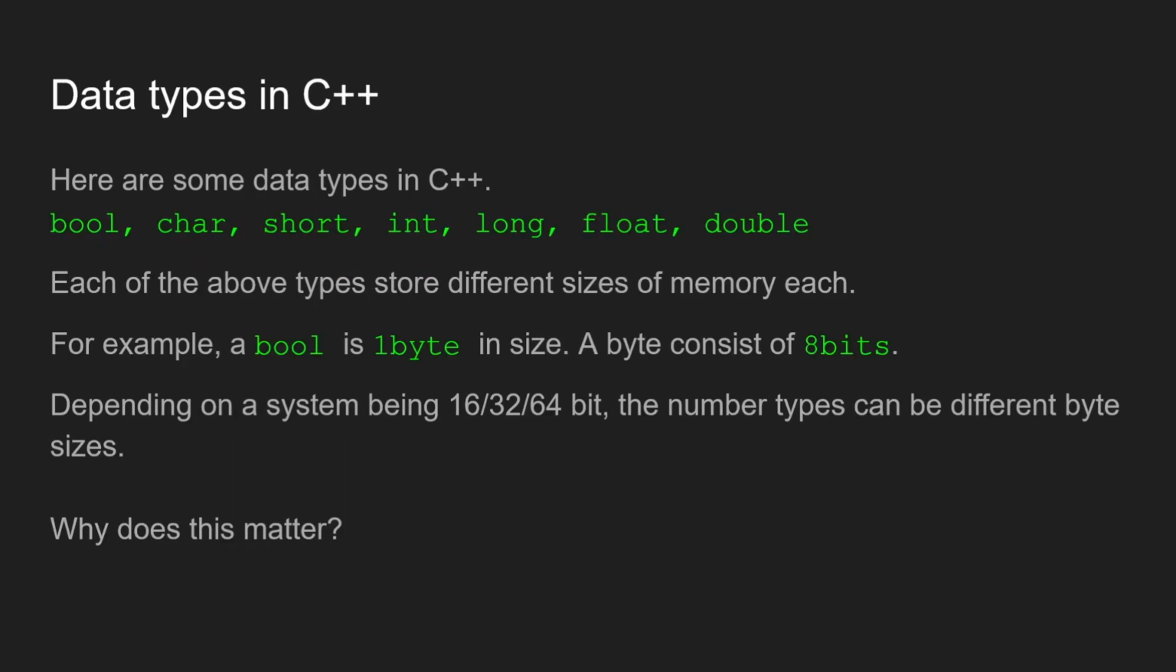So let's cover some data types in C++. These are the primitive data types, is what they're called. We have a bool, which is true and false. We have a char, which is short for character.